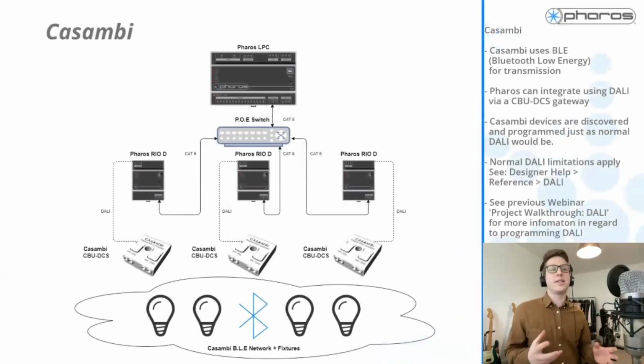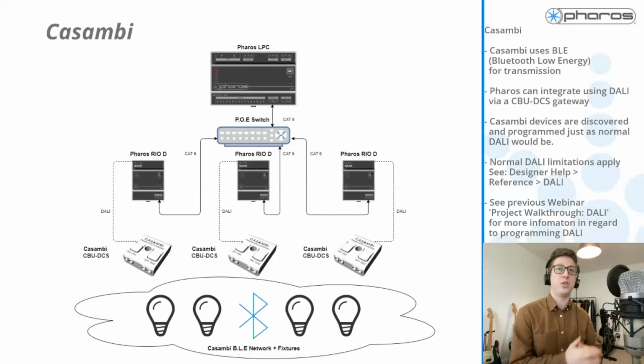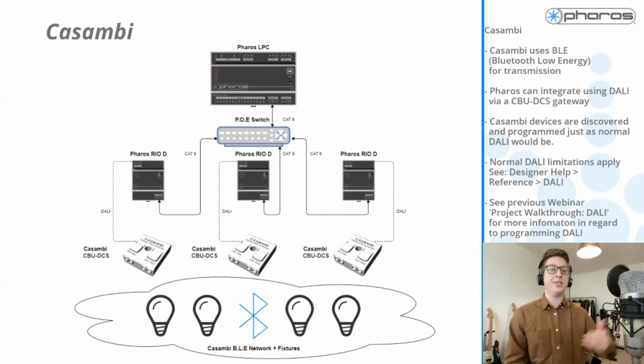So just a quick look at the Casambi system. The Casambi system uses BLE, or Bluetooth Low Energy, for its transmission of commands. As I've already said, Pharos can integrate with this system using DALI. So you'll need a RIO D or TPC EXT combination to do that. You'll need a DALI port. And then you'll obviously need the Casambi DALI gateway, which is displayed on screen as well. We'll then just send DALI-based commands to the Casambi system. The Casambi system will then relay that information to its fixtures. And that will be your method of control.